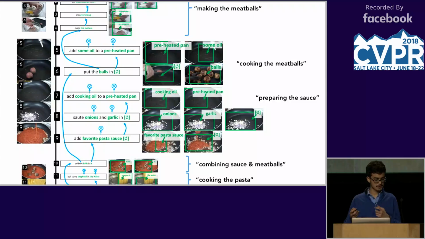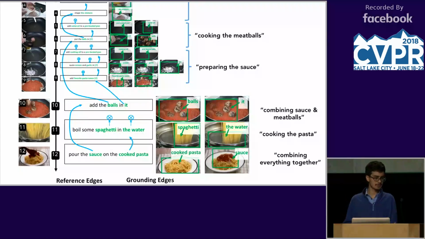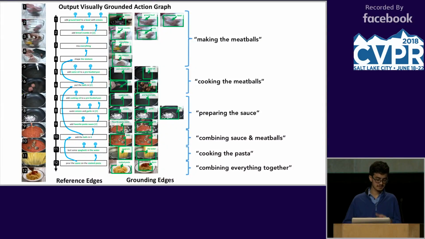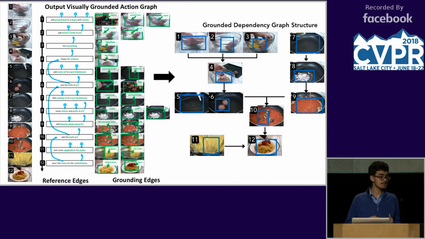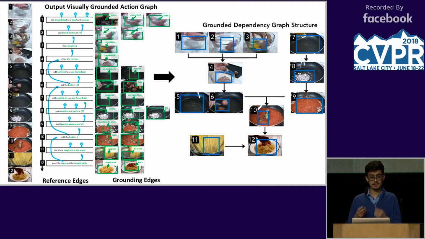After making the meatballs, we cook them, set them aside, prepare the sauce. And then we combine all the ingredients together to make our final dish. This is really exciting because this type of graph is very easily convertible towards a grounded dependency graph structure. And it's a step in the direction towards autonomous interactive agents.